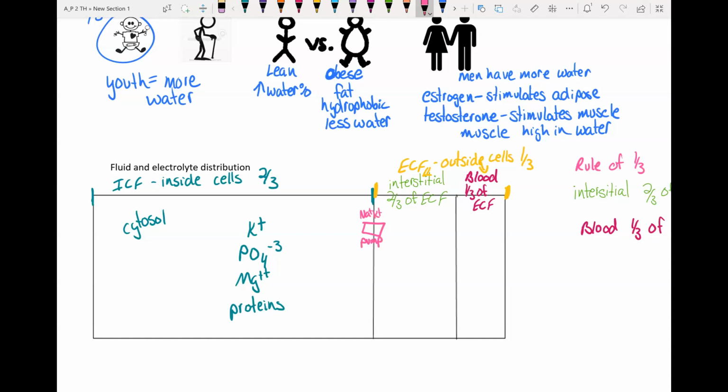That's why potassium is inside. The pump pumps it in. And remember, it's a sodium-potassium pump. So if it's pumping potassium in, it's also pumping sodium out.